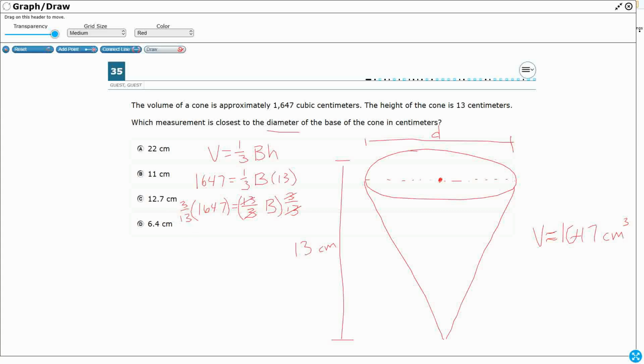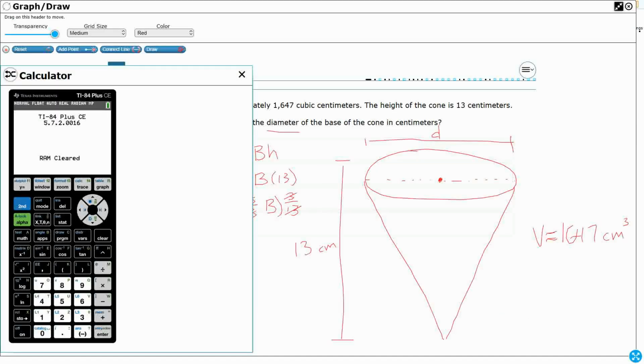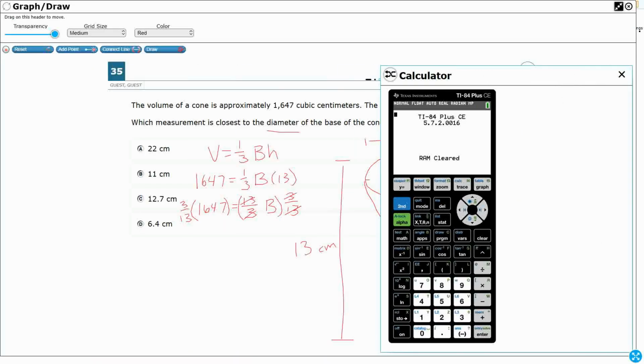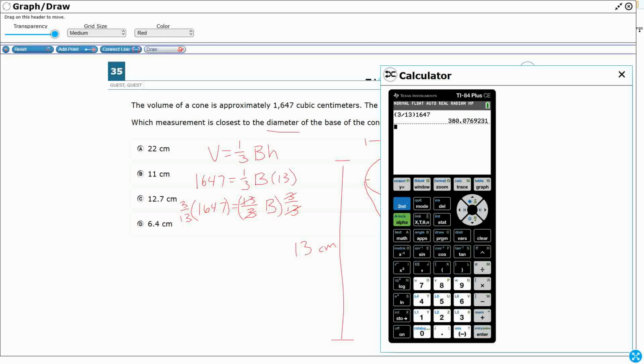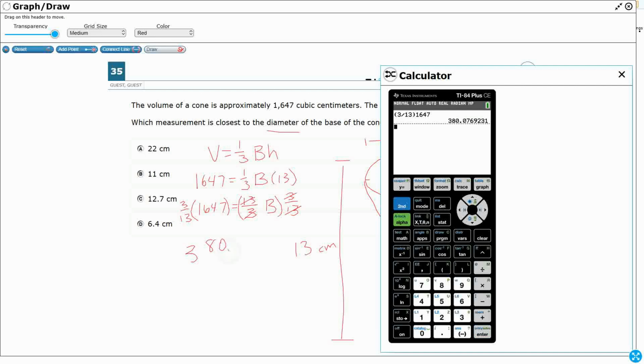All right, so let's get our calculator out here. And I want to do 3/13 times 1647. All right, so about 380.076. So let's do that. 380.0769. I'm going to call it 077. 077 equals my base, or it's approximately. All of these are just approximately.